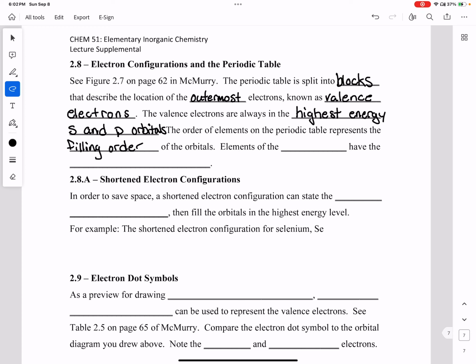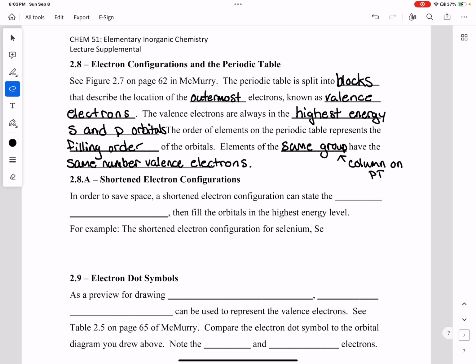Okay, so elements of the same group, and by group, I do mean column on the periodic table. Get used to calling them groups. Elements of the same group on the periodic table are going to have the same number of valence electrons, and they'll be in the same arrangement.